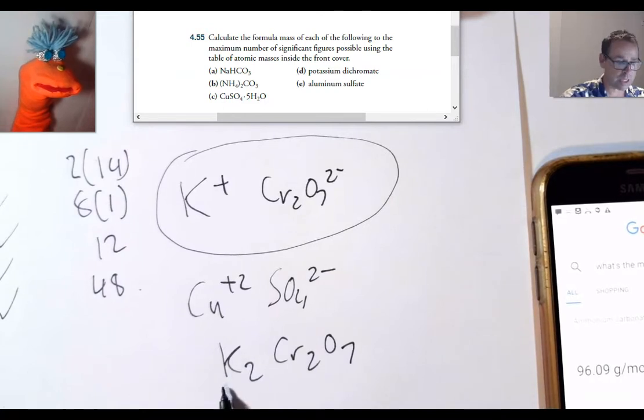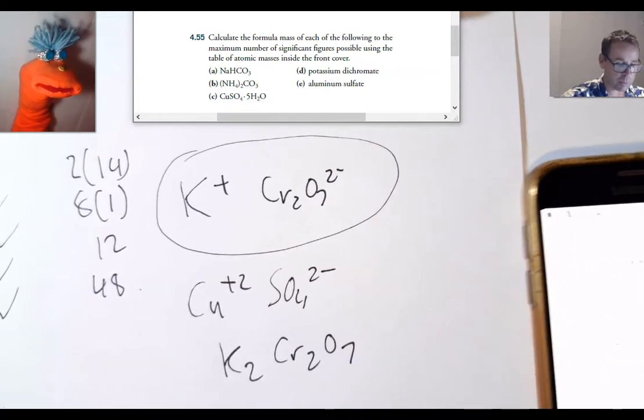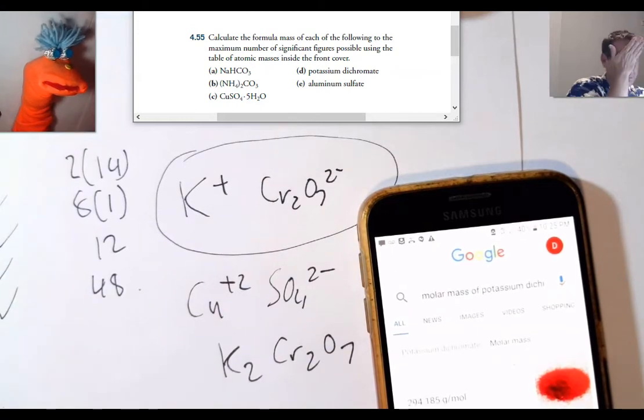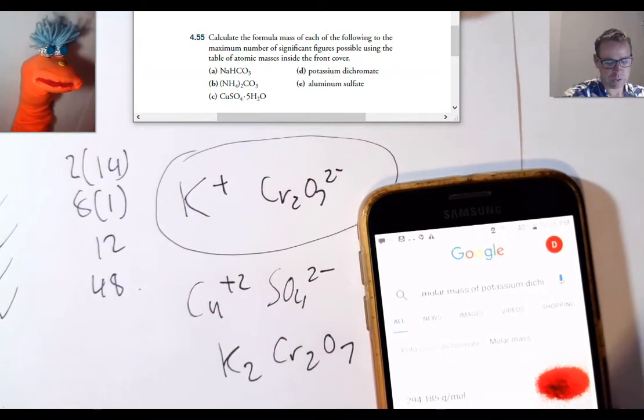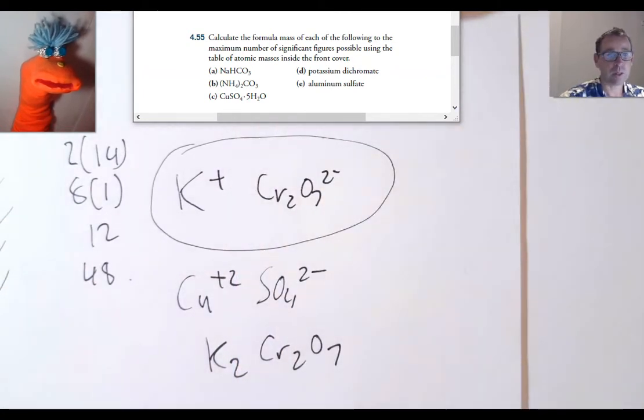I find the mass for 2 potassiums added to the mass of 2 chromiums, and 7 oxygens. Molar mass of potassium dichromate? The molar mass of potassium dichromate is 294.18 grams per mole. All right, add them together. Make sure you get that value. 294.185. Good.